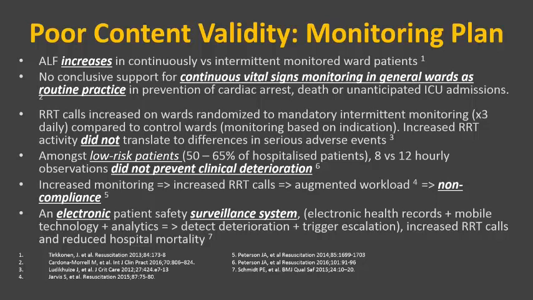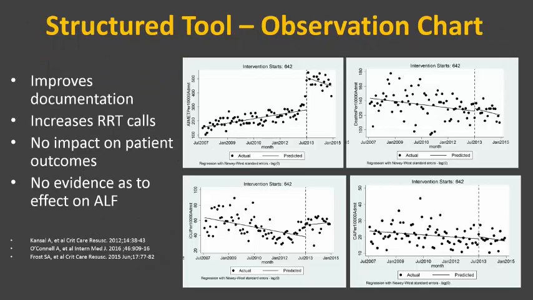And again, interestingly, electronic patient surveillance systems with their own decision support and automatic triggering have been shown to increase rapid response team calls. They haven't measured their impact on afferent limb failure, but they have been shown to increase rapid response team calls in association with improvements in patient outcomes.